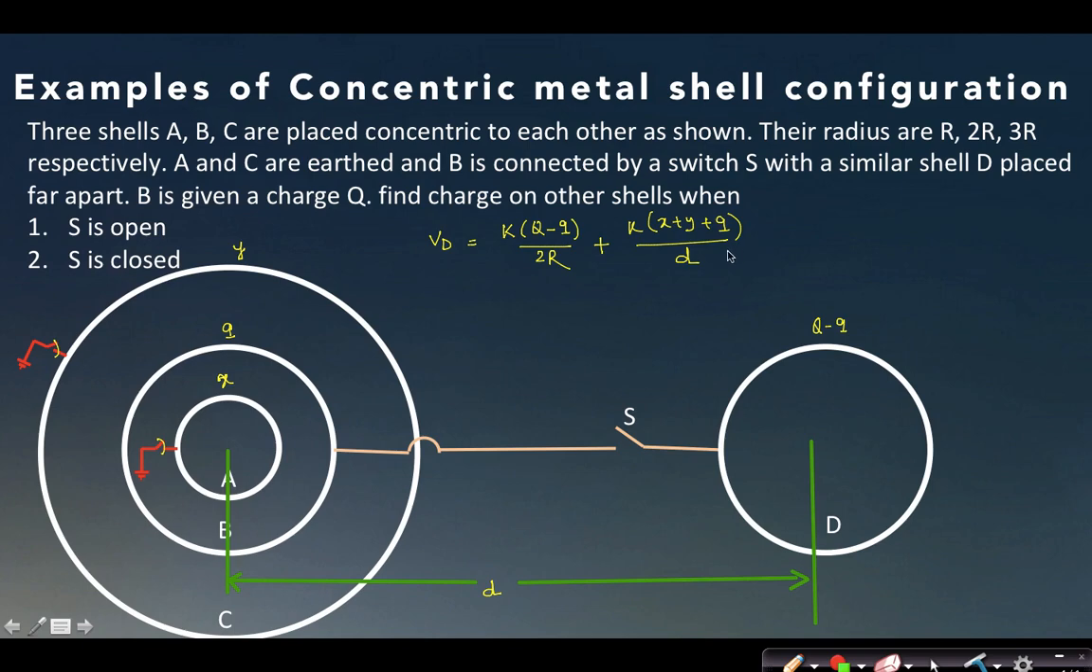Now this I can write only when the charge distributions are uniform but the shells are placed close. In that case, when I write the potential of the shell D, I will use this one, but when I write the potential of the shell C, then the potential will be K into x plus y plus q divided by 3R, plus the potential due to this shell D that I will take. So this is Q minus q divided by d.